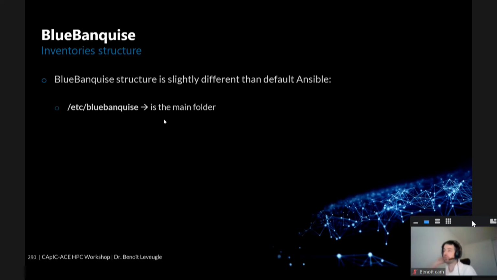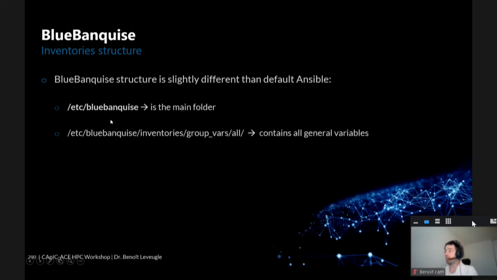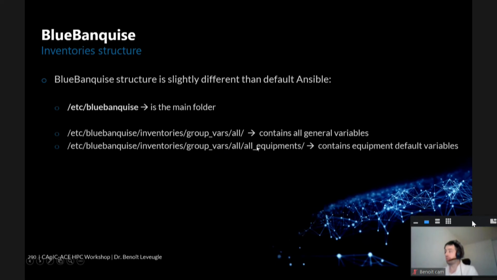So the main folder is /etc/bluebanquise, as I said. The inventories, with an S this time, is in bluebanquise/inventories, and the group_vars/all, as we said, contains all general variables. The group_vars/all_equipment contains equipment default variables. You will see that we create a group per equipment. It allows us to specify kernel parameters, iPXE specific ROM, because you will see that there are multiple ways to do iPXE, and sometimes some nasty equipment needs a very specific ROM. So we support them in BlueBanquise.